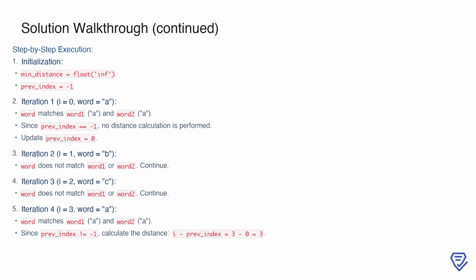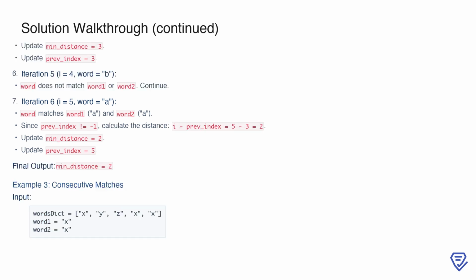At index 1, the word is b, which doesn't match the target words, so we move forward. At index 2, the word is c, which also doesn't match. Then, at index 3, the word is a, which matches the targets again. Now, with prev_index at 0, we calculate the distance as 3 minus 0, which equals 3. We update min_distance to 3 and set prev_index to 3.